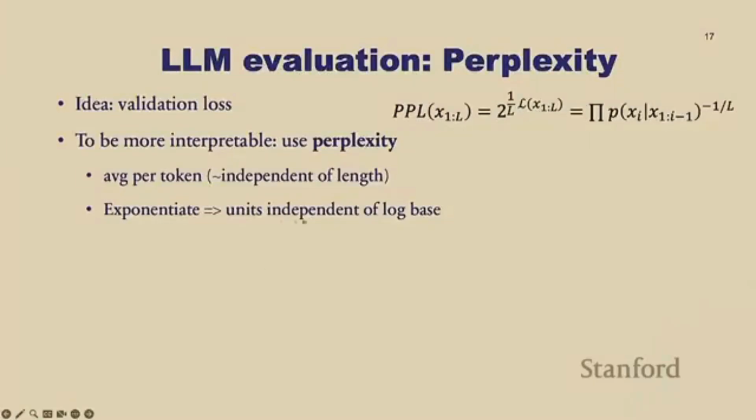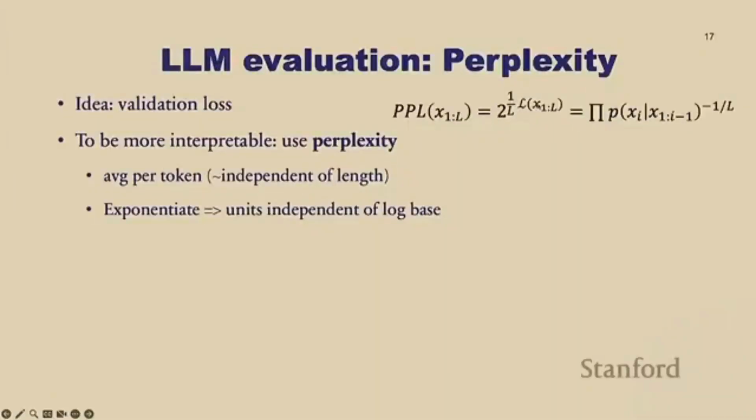The reason why you exponentiate is that the loss has a log inside, and one, humans are pretty bad at thinking in log space, but two, logs depend on the base of the log. When you exponentiate, you have everything in units of the vocabulary size. And the average per token is just so that your perplexity is independent of the length of your sequence. So perplexity is just 2 to the power of the average loss of the sequence.